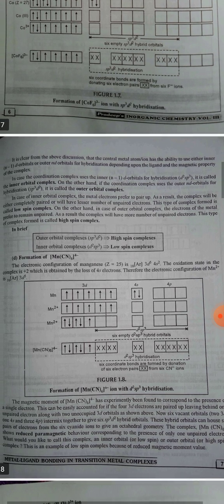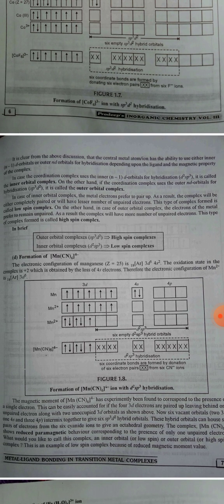It is clear from the above discussion that the central metal atom has the ability to use either inner (n-1)d orbitals or outer nd orbitals for hybridization, depending upon the ligand and the magnetic properties of the complex. In case the coordination complex uses the inner (n-1)d orbitals for hybridization, d²sp³, it is called the inner orbital complex. On the other hand, if the coordination complex uses the outer nd orbitals for hybridization, sp³d², it is called the outer orbital complex. In case of inner orbital complex, the metal electrons prefer to pair up.